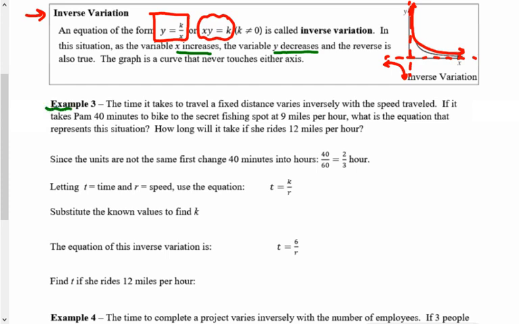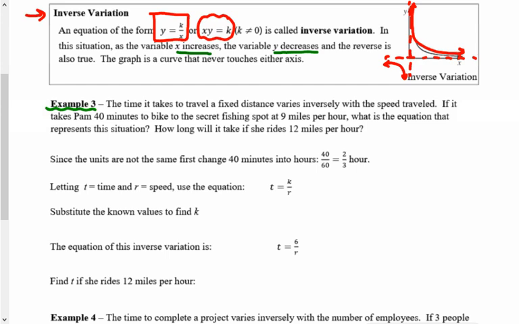All right, let's look at example 3. The time it takes to travel a fixed distance varies inversely with the speed traveled. If it takes Pam 40 minutes to bike to the secret fishing spot at 9 miles per hour, what is the equation that represents this situation? And how long will it take if she rides at 12 miles per hour?